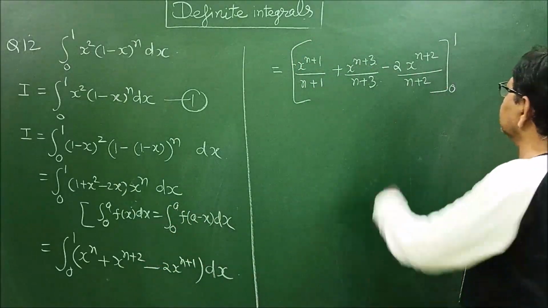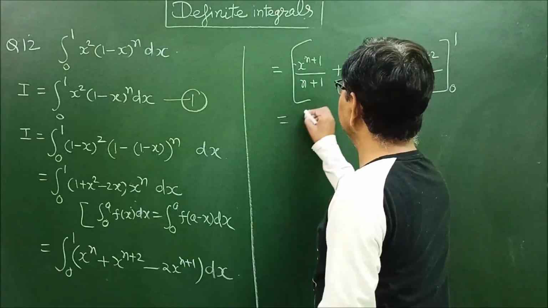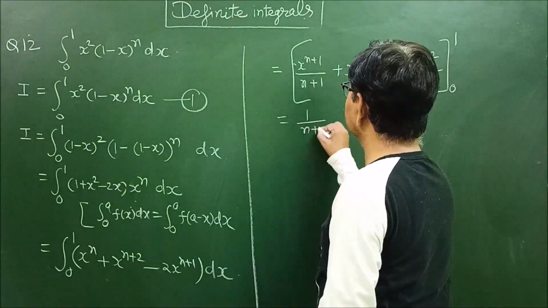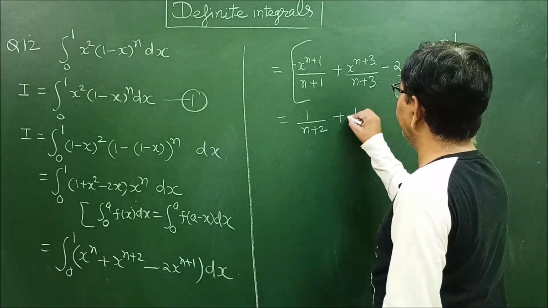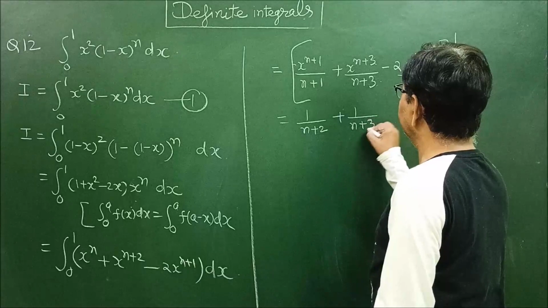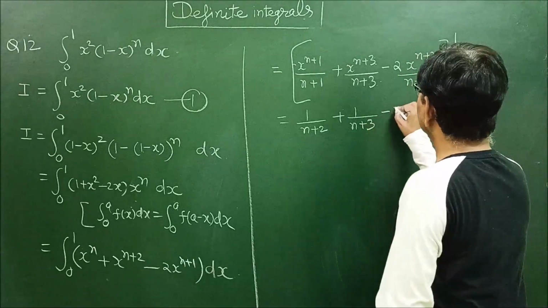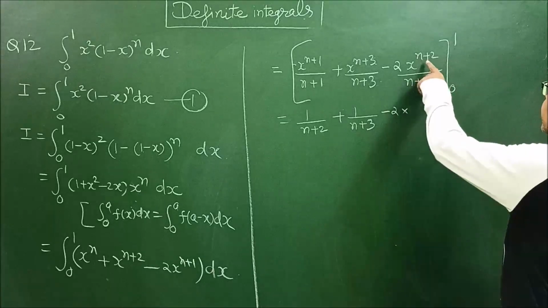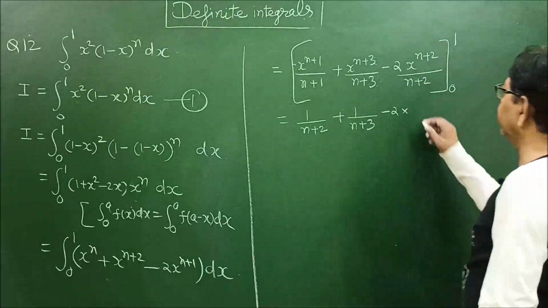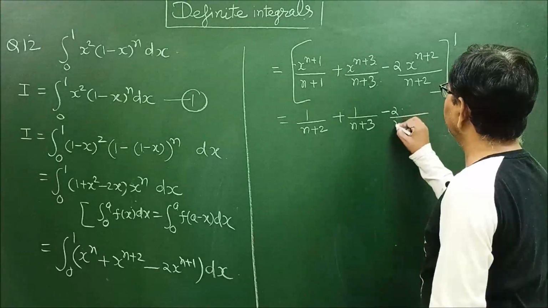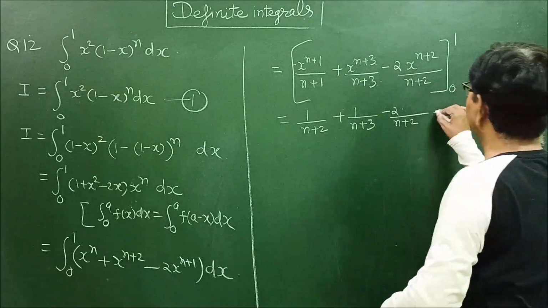So now let us put the value of x equal to 1 here. So this is equal to 1 upon n plus 2, 1 raised to the power n plus 3 is 1 upon n plus 3, and then minus 2 upon 2 into x raised to the power, that is 1 raised to the power n plus 2, that is 1 upon n plus 2. Now putting the value of x as 0, all becomes 0 minus 0.